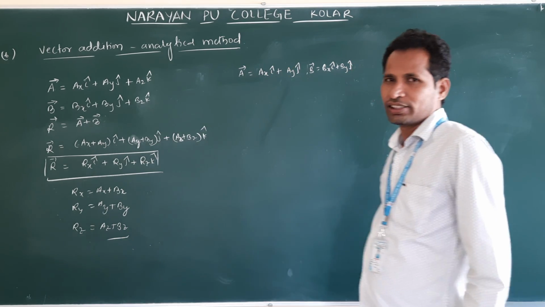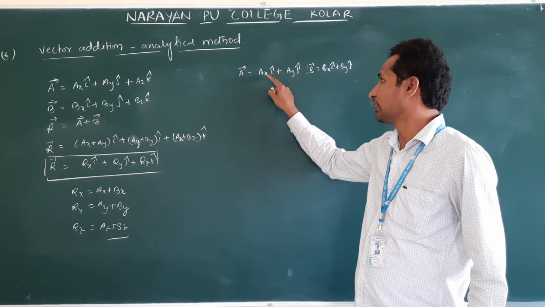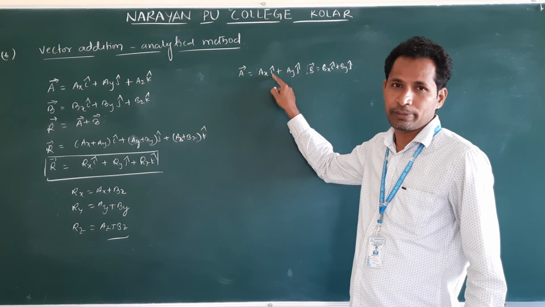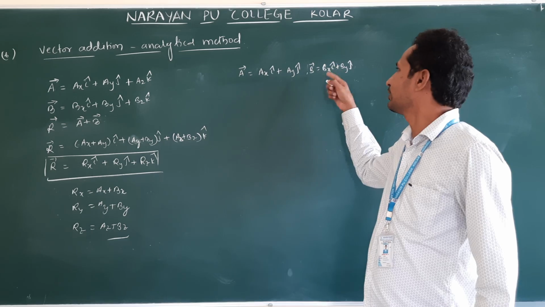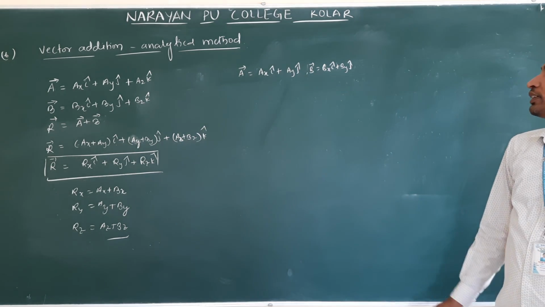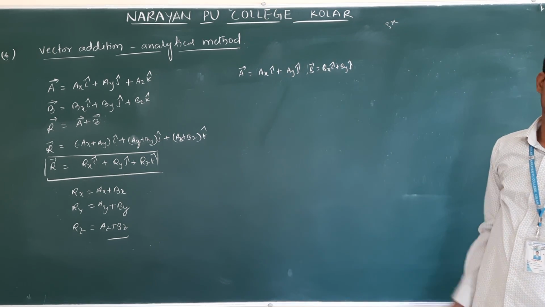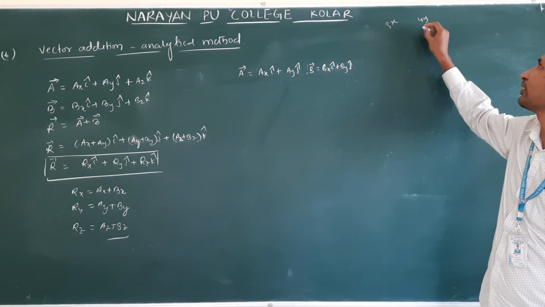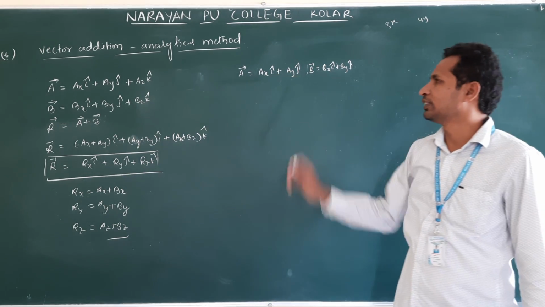Ax, Ay are what? Those are components. Ax is the component of i cap. Ay is the component of j cap. Similarly, Bx and By. Don't forget, okay? They are components. Clear? If I write 3x, what does it mean? X component is 3. If I write 4y, y component is 4. Clear? So like that.